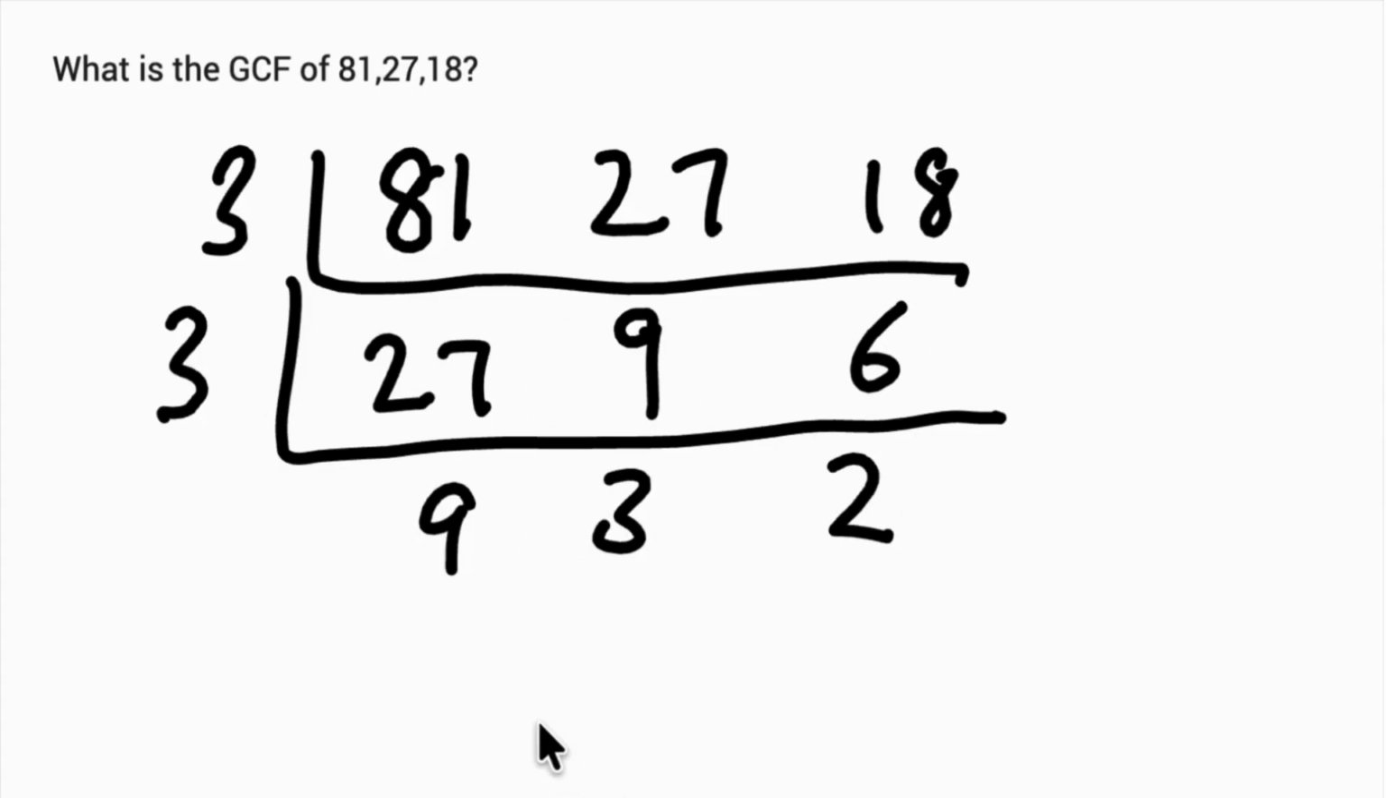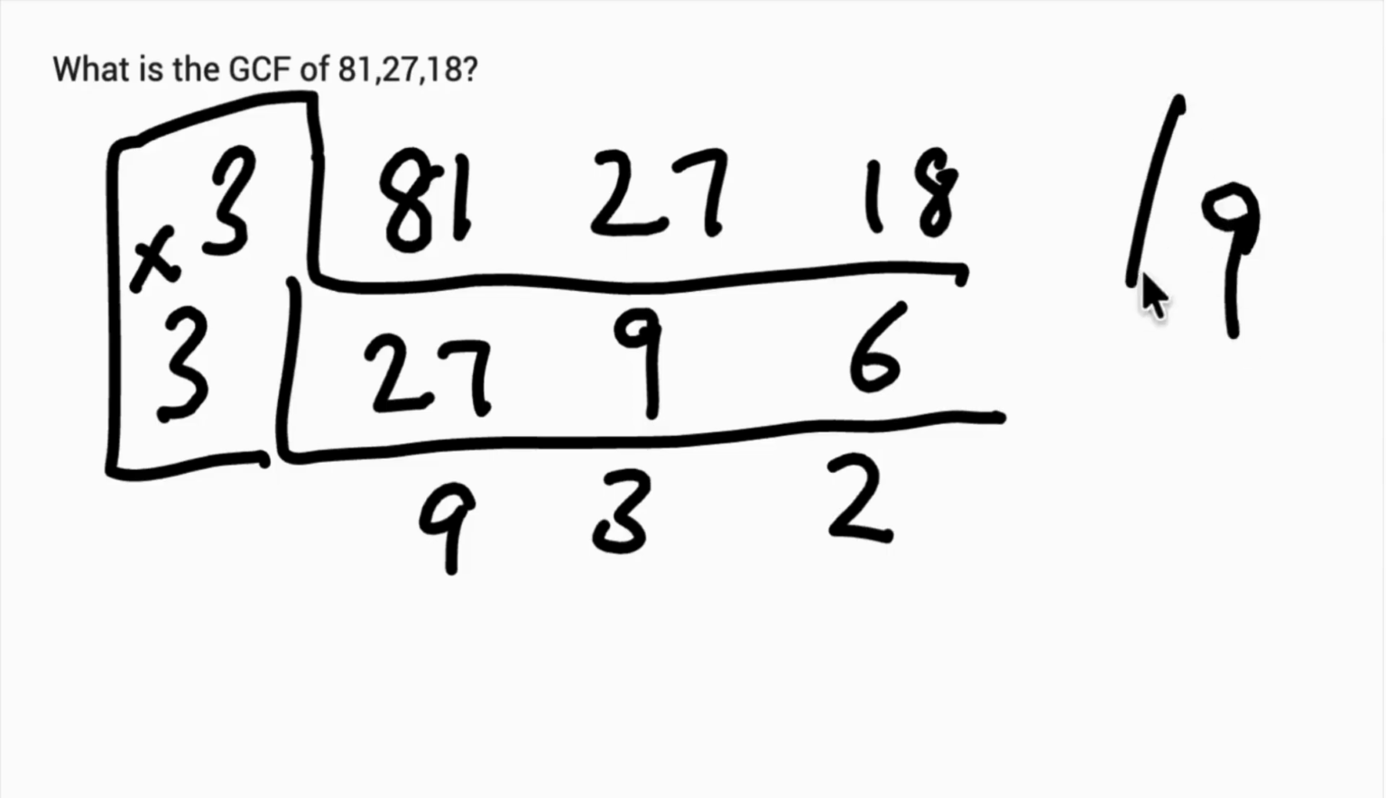Now here you may notice that 9 and 3 share a common factor of 3. But we're not allowed to use that because 2 doesn't have that factor. So that's it. Now we look at the left side and we have 3 and 3. Multiply both of them together and you get 9. So the GCF of 81, 27, and 18 is equal to 9.